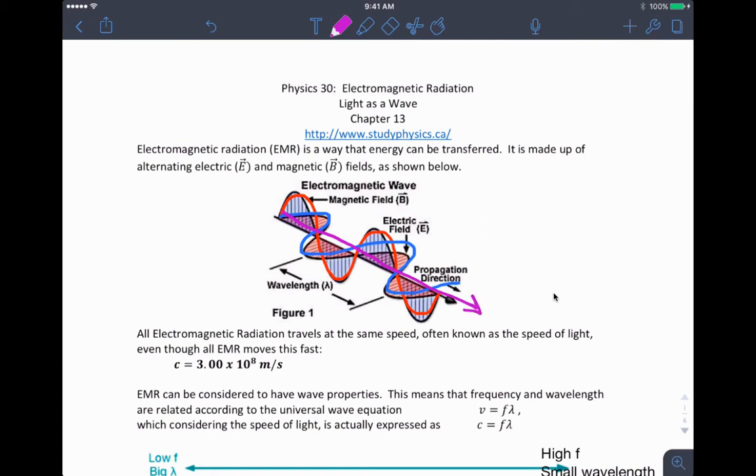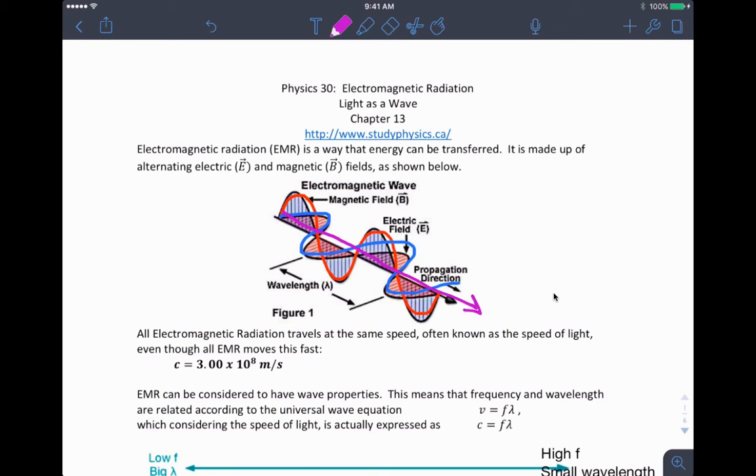What's really interesting about electromagnetic radiation is this happens in all directions. But if you're just looking along one line, you'll have an electric field going up and down, a magnetic field in and out, and then the wave itself will propagate at 90 degrees. So everything is at 90 degrees to each other.